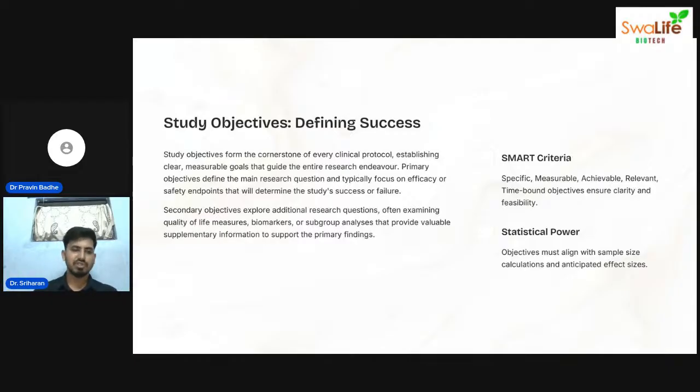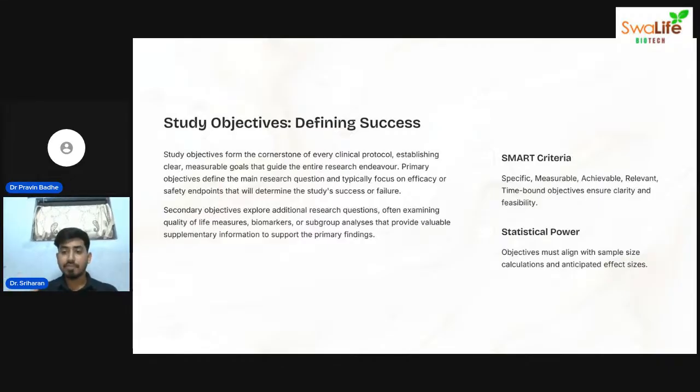Secondary objectives follow multiple questions. They assess the pain, measure the effectiveness of the study, quality of the study, predisposing factors. So the secondary objective has multiple roles, but the primary objective has only one role that reflects the main research of the subject. So while we are writing the study objectives in the protocol, we want to follow the SMART criteria. SMART criteria is nothing but specific, measurable, achievable, relevant, time-bound objectives.